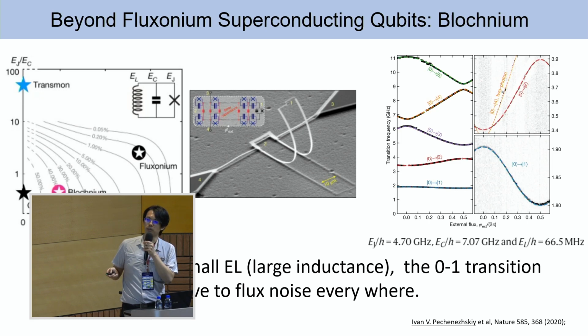The 0-1 spectrum is actually quite flat in terms of external flux bias. And if you go to higher and higher transitions, then the transition frequency changes more significantly as a function of external flux. And this is just like the x-axis being the charge bias for the transmon. The 0-1 transition is insensitive to the external charge.